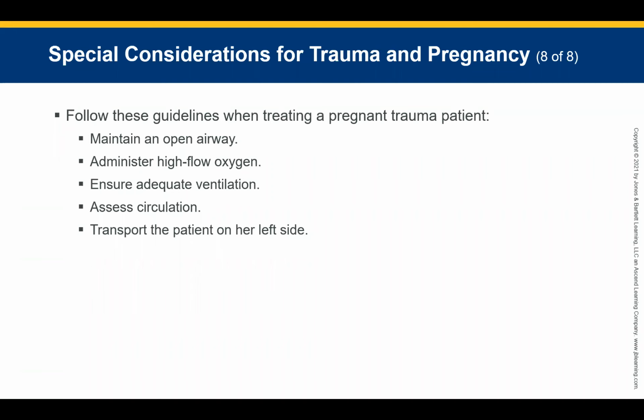For transport, we're going to transport the patient on her left side, call for ALS, and transport to a specialty OB or trauma center if one is available. Some of your trauma centers will deliver children also. Some of them do not have an OB side. They may just take them if it is a traumatic situation. So you just need to know what's in your area and what is the most appropriate facility to transport that patient to.